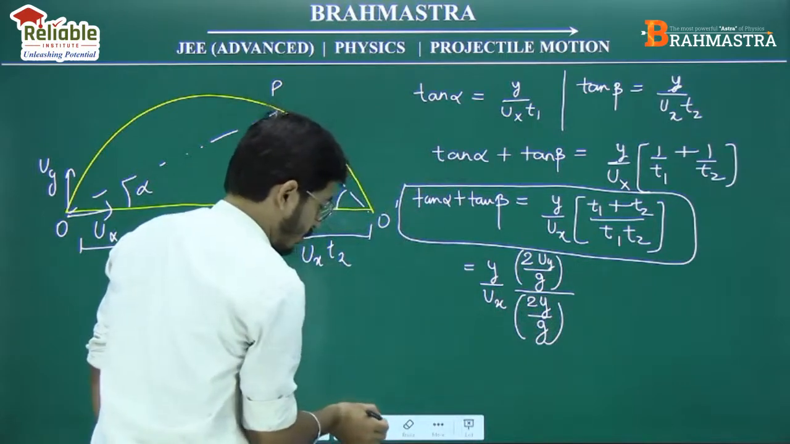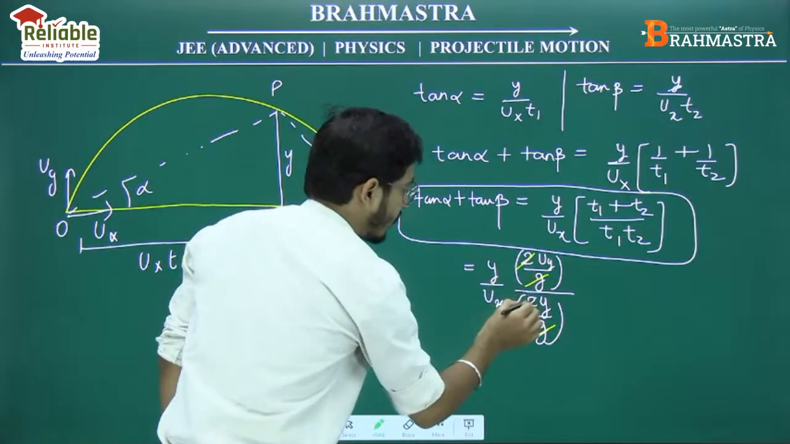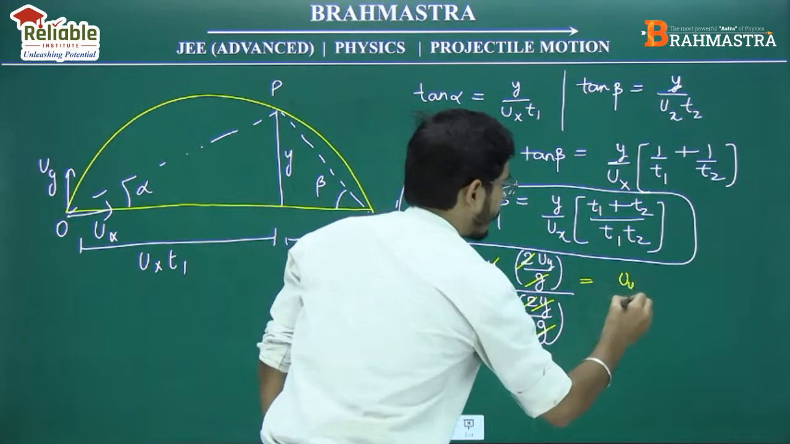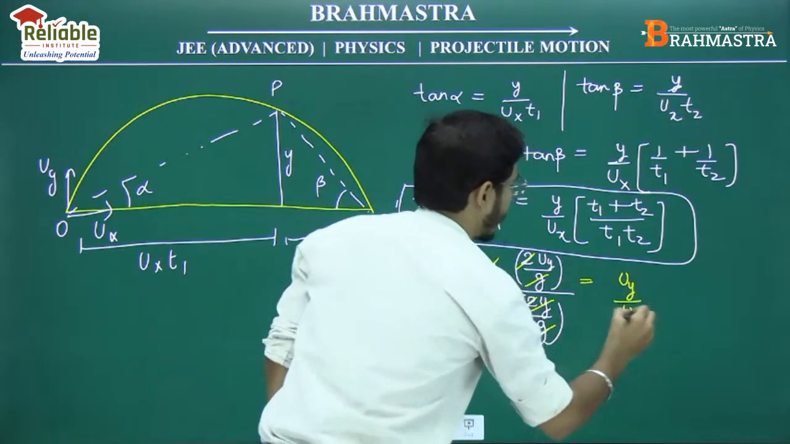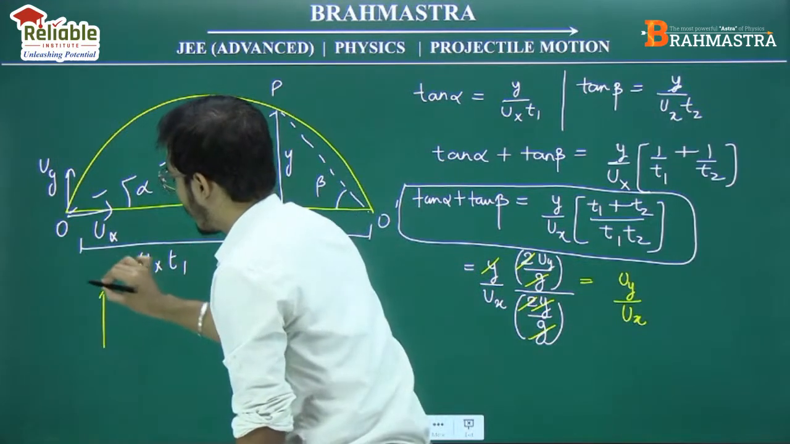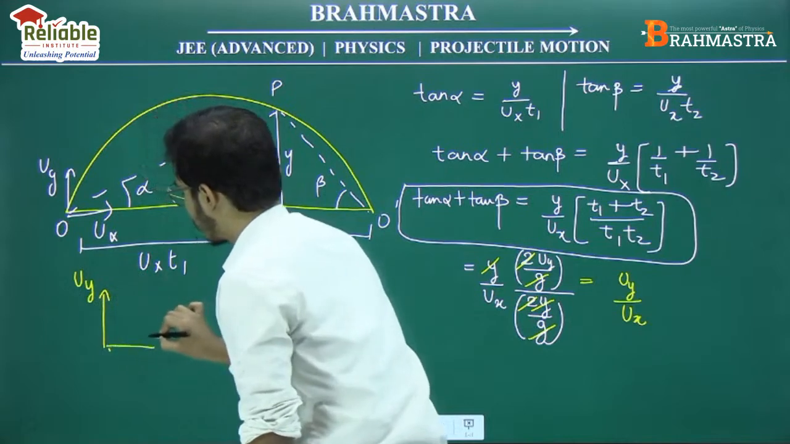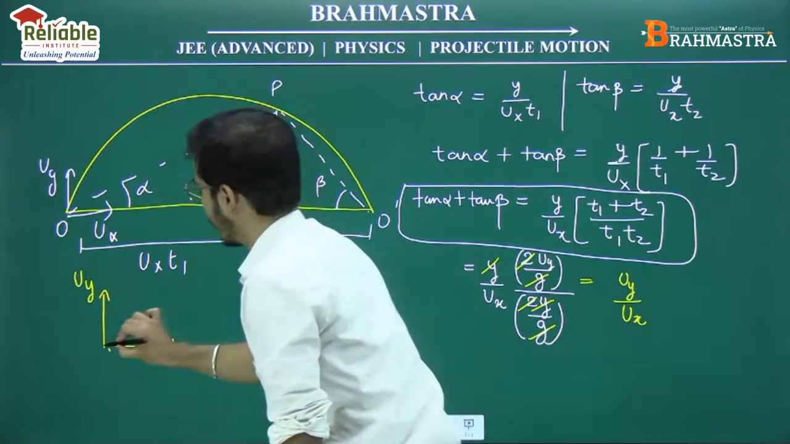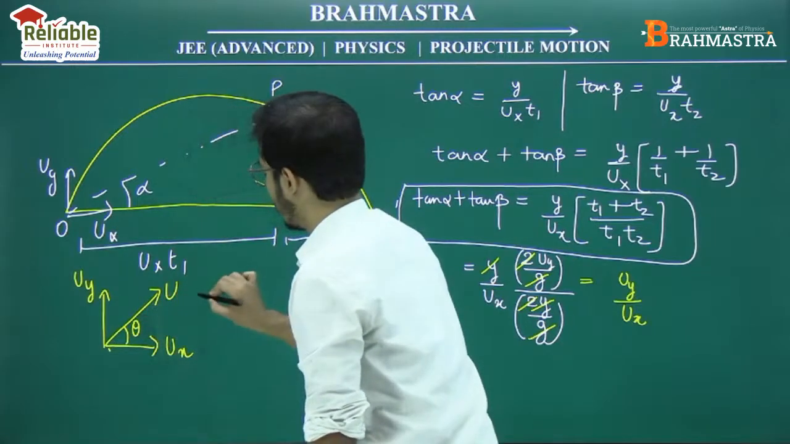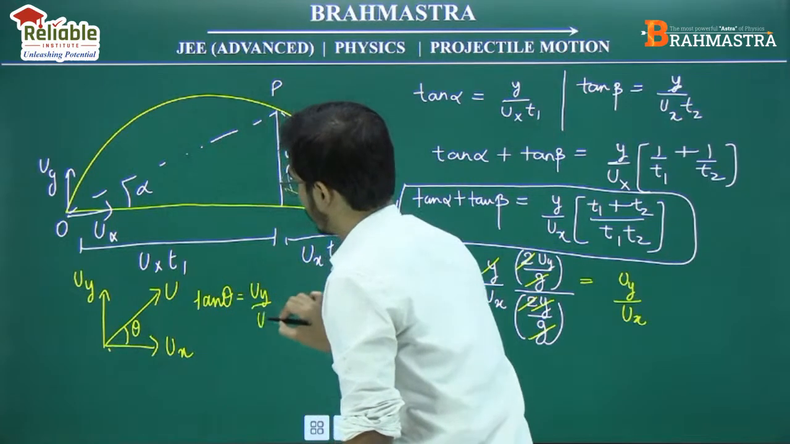So we can directly see the g cancels out, the 2 will cancel out, y will also cancel out, and this will turn into uy over ux. And uy over ux, I think everybody knows this. If uy is the initial velocity in the y direction and ux is the initial velocity in the x direction, then net velocity is this, and this is the angle of projection. So tan theta is uy over ux.